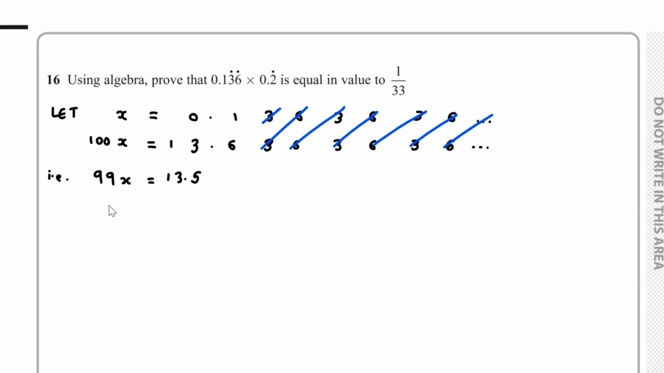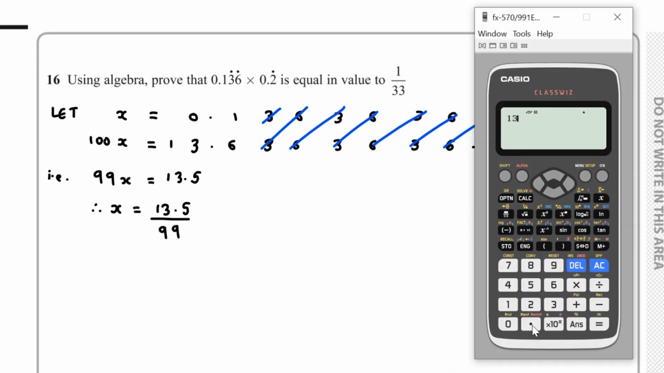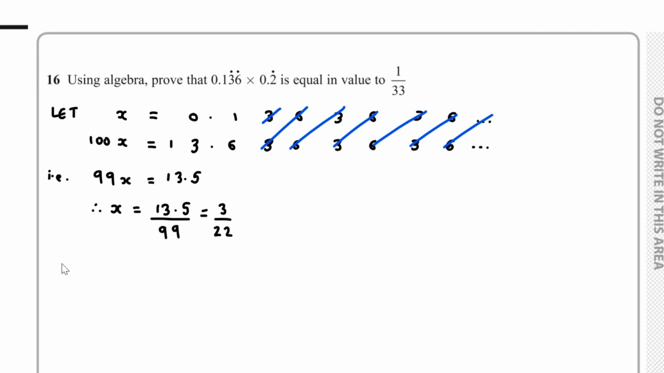And therefore, if we find out what x is equal to, 13.5 divided by 99. So if we use our calculator, 13.5 divided by 99, it turns out here we get 3/22. So of course x is equal to 3/22. And we will do a similar thing with this 0.2 recurring.